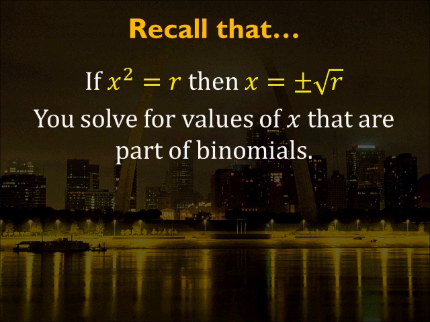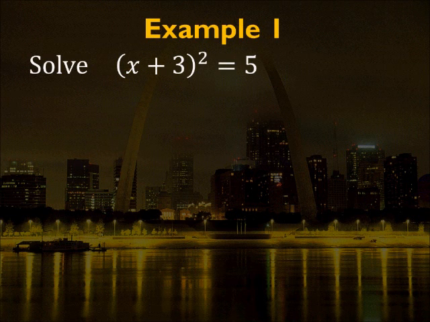If x squared equals r, then as we learned in Chapter 6, x has to equal the plus or minus square root of r. So you can now solve for values of x that are part of binomials, and the best way to show this is to take a look at an example. So we have x plus 3 quantity squared equals 5. By taking the square root of both sides, don't forget you need to have the plus or minus square root on the right. So x plus 3 is now equal to plus or minus the square root of 5.